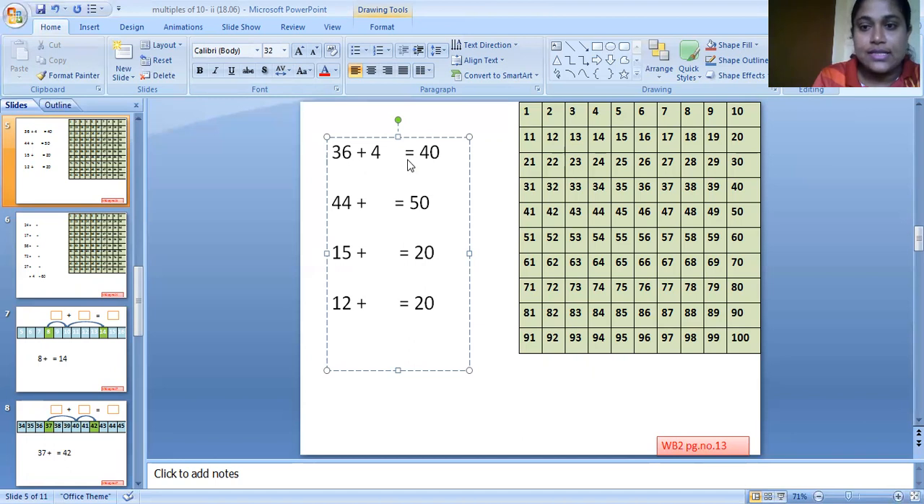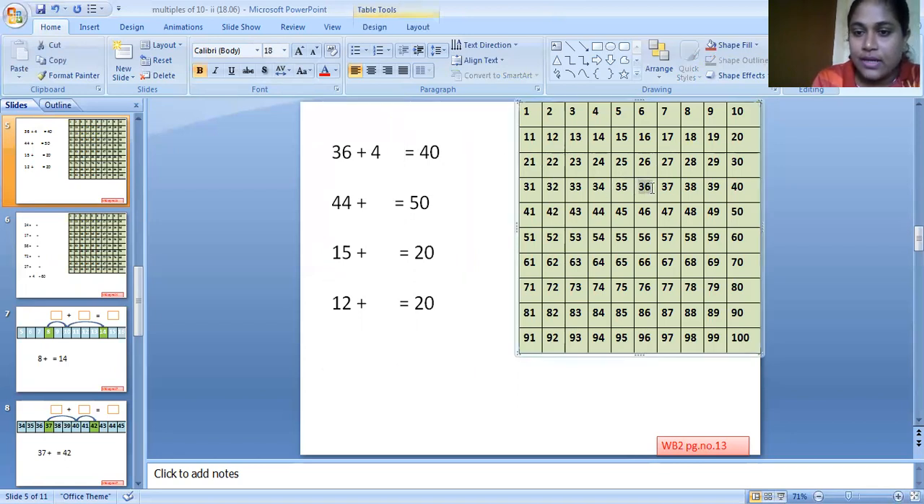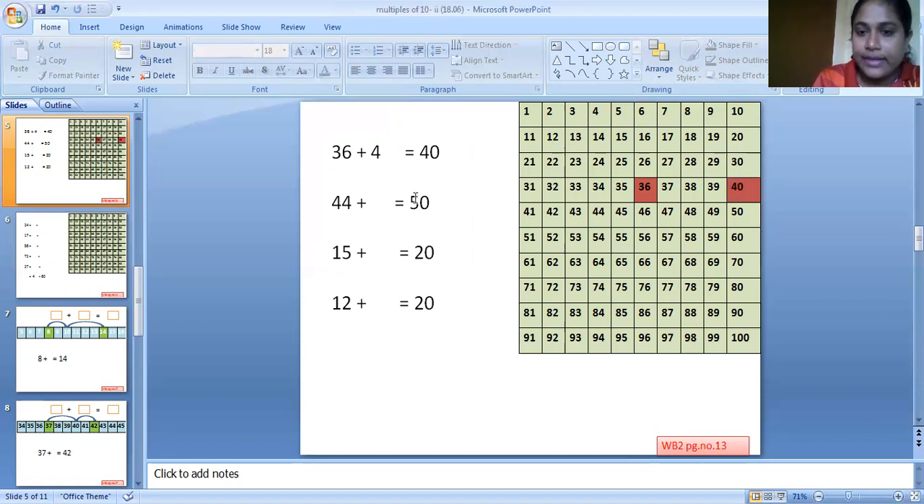30 plus 10 is equals 40. And also we can get the help of the 100 square too. So we mark 36 on our 100 square and check whether we have done it correctly, and 40, because they have given the 40 as the answer. So let's find how many times we should jump to reach 40. 1, 2, 3, 4. Yes, the answer is correct.